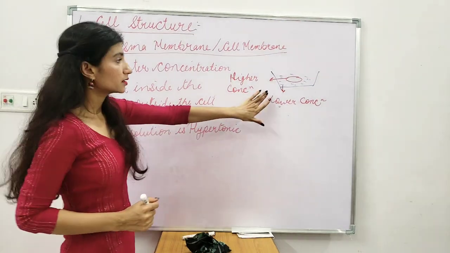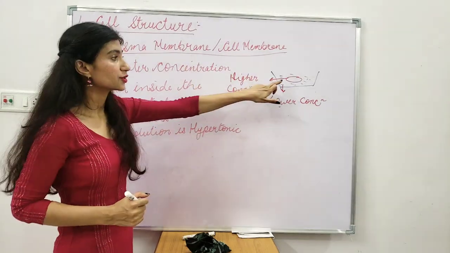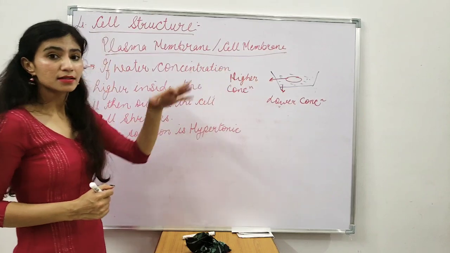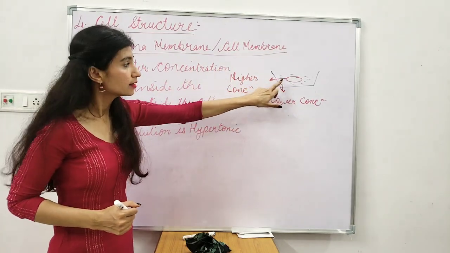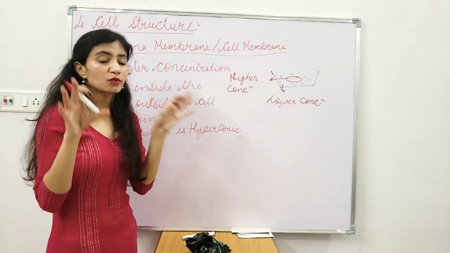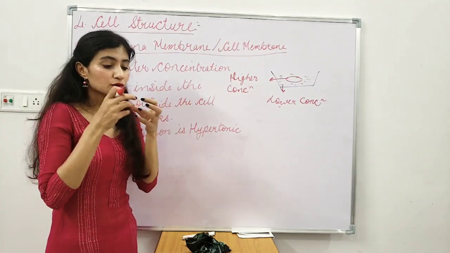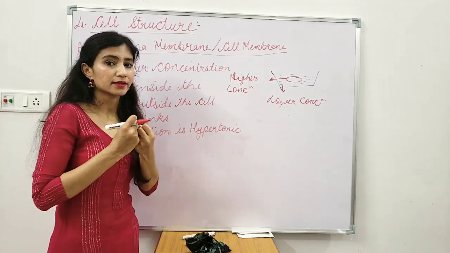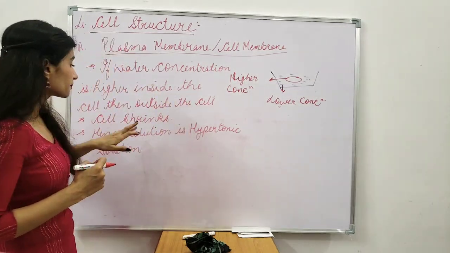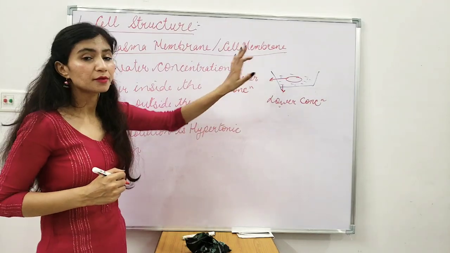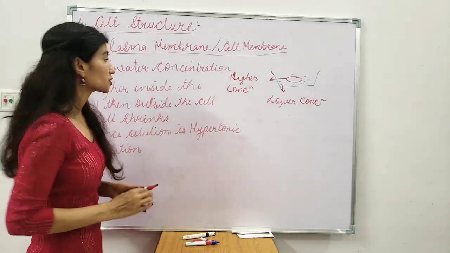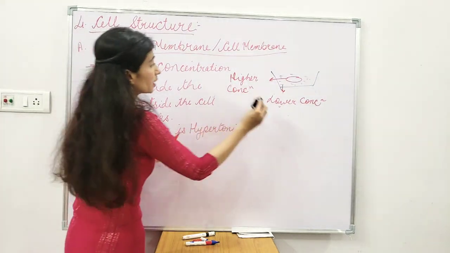So what we have studied in the second situation, that if the concentration of water is higher inside the cell, then it starts moving outside the cell, and because of this, the cell shrinks, because all the water is moving from inside the cell to outside, so the water concentration decreases inside the cell. So the cell will start shrinking, and because of that, the solution will be called the hypertonic solution.